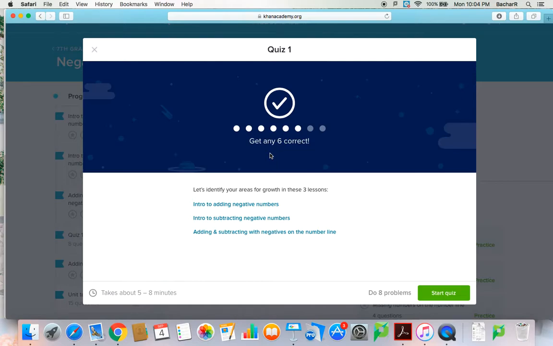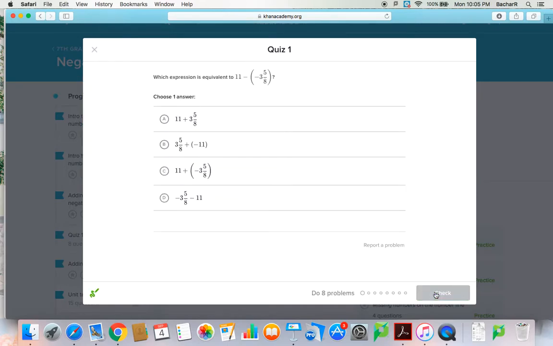One of the things I do as a teacher is I like cooperative learning. So this would be a way for a student to really see where they've mastered so that they can help the classmates out. So let's start the quiz. As you can see, they give you various problems. They have 8 problems in total. This problem reads, which expression is equivalent to 11 minus parentheses, negative 3 5/8. So if we do this, the negative distributes, so it becomes a positive. We're going to go with A. Okay, and it says we did good.